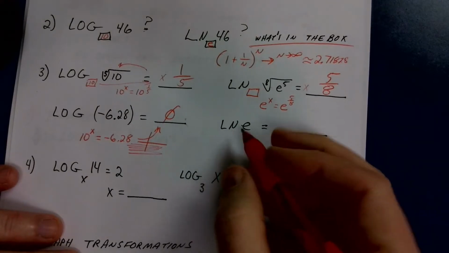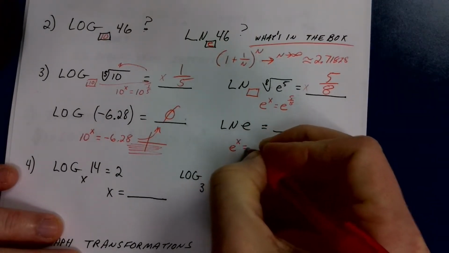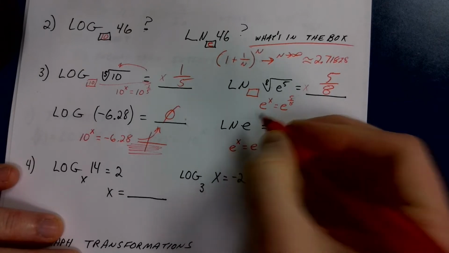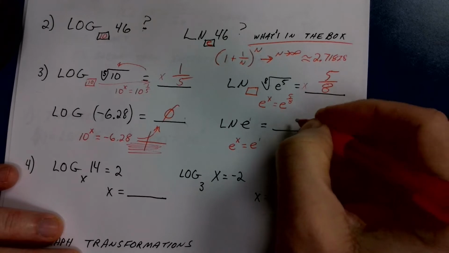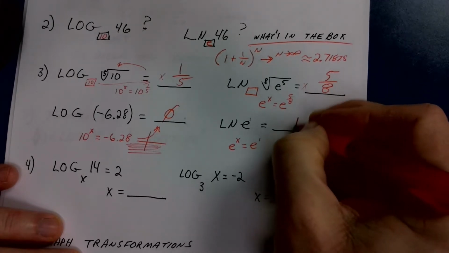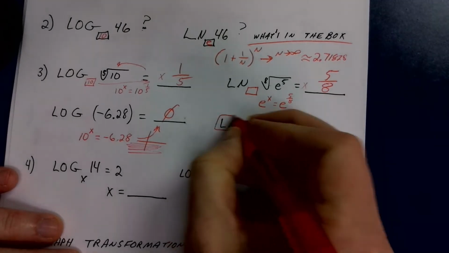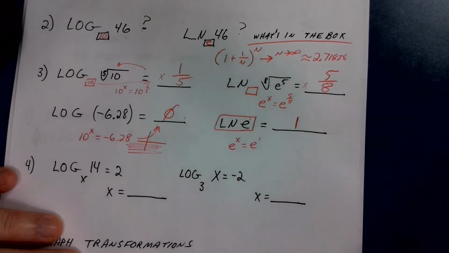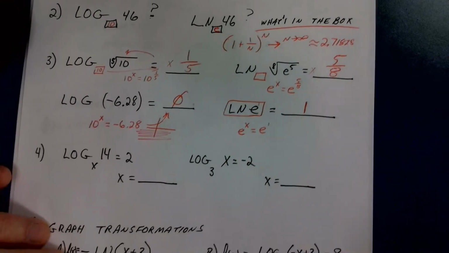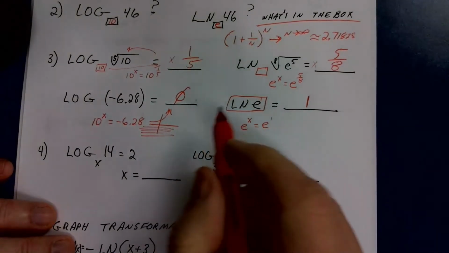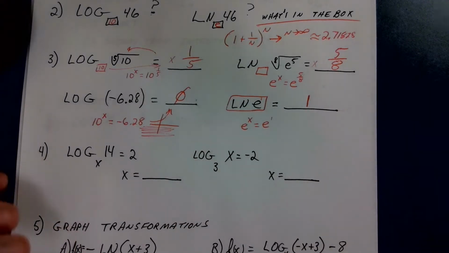Here we go. This one, if I rewrote this one, this would be e to what power equals e. I guess you can say that's an implied 1 there, e to the first, therefore x must equal 1. And that's a really important statement right now, that the natural log of e does equal 1, because later on when we're solving these logarithmic equations, they're going to cancel each other out. Natural log undoes an e, or vice versa.